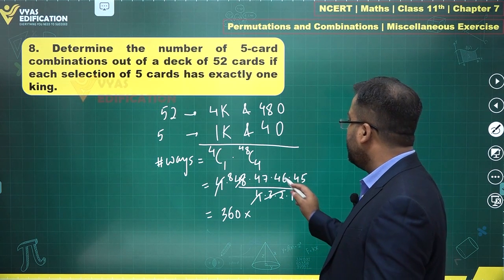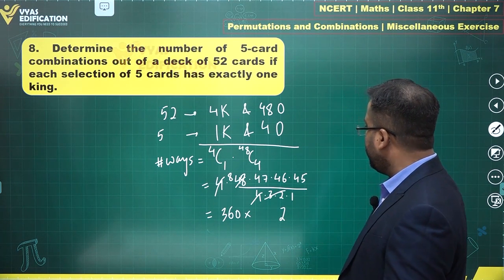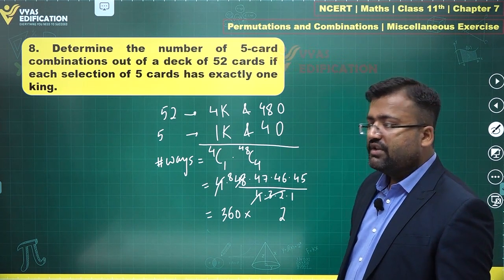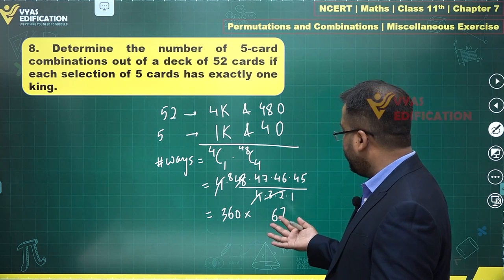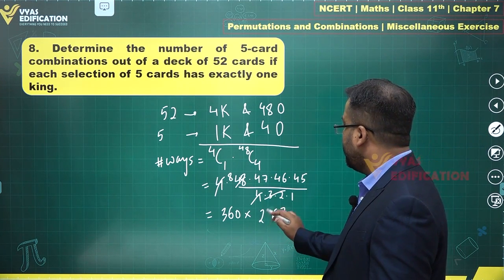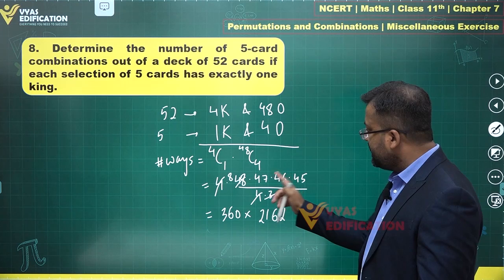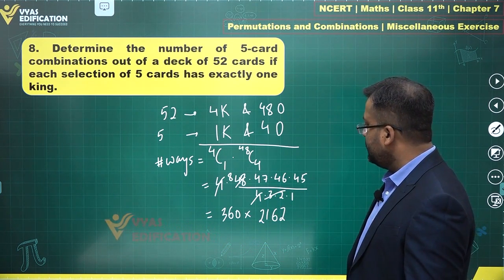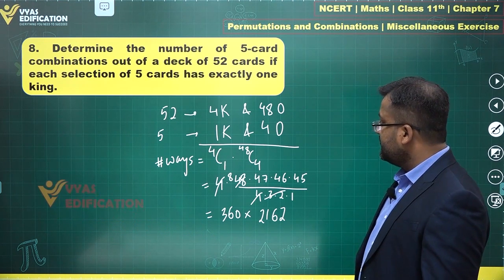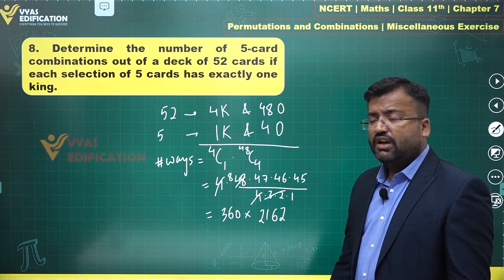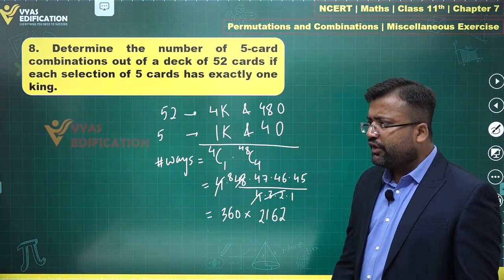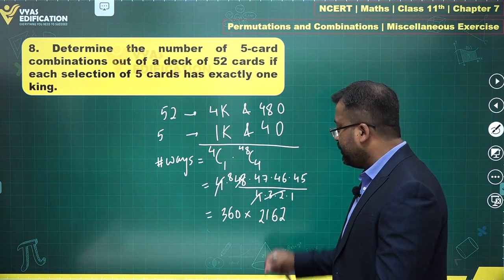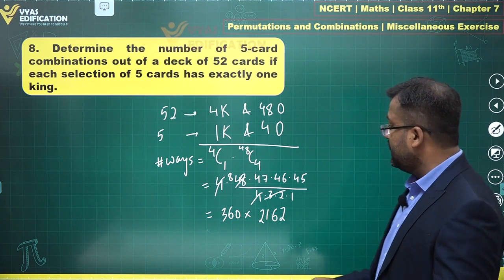Let's multiply that together. 7 times 6 is 42. 6 times 4 is 24 and 7 times 4 is 28. So 24 and 28 will be 52, and you carry forward the 5. 4 times 4 is 16 plus 5 is 21. This is what I'm getting, 2162. Now 2162 times 360 is what you need to calculate.